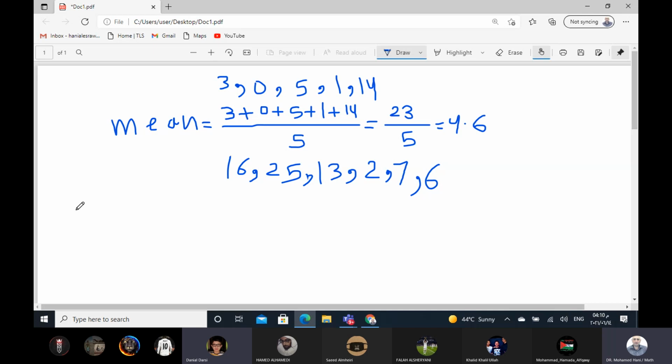The mean equals 11.5. Thank you, Daniel. Who has a different answer? The mean equals 11.5. Thank you, Khalid. Who has a different answer? The mean is 11.5. Thank you, Omar. Who has a different answer?